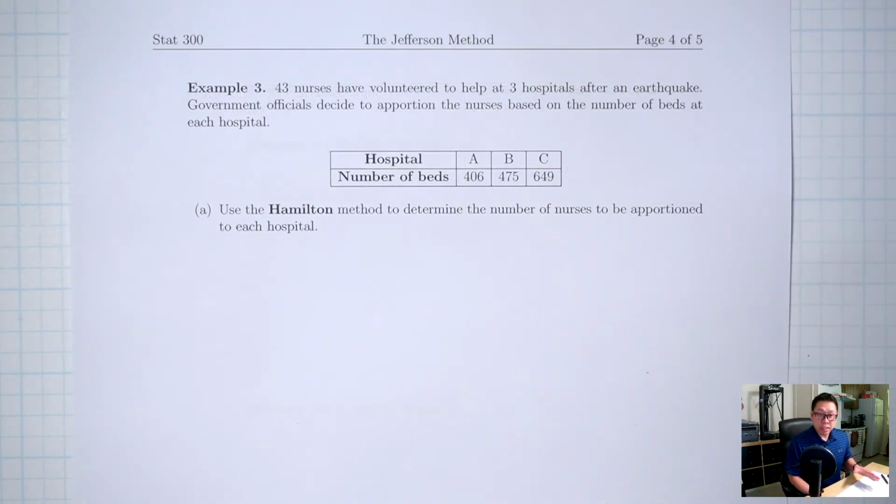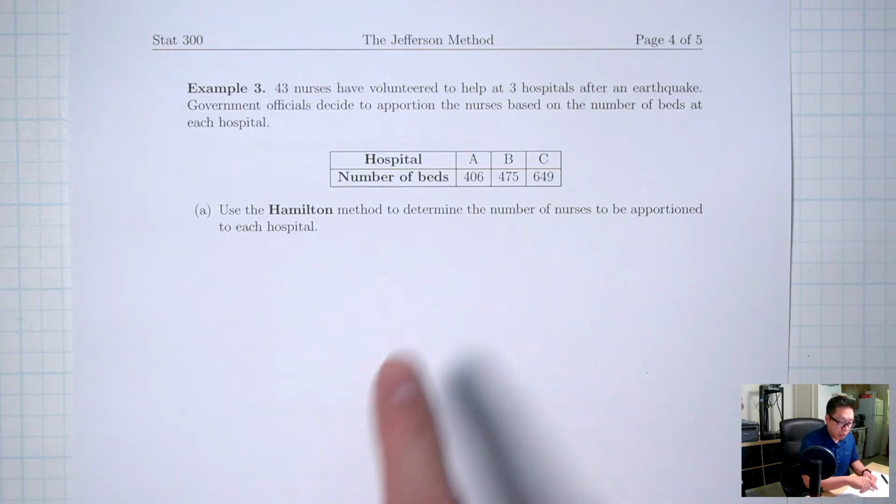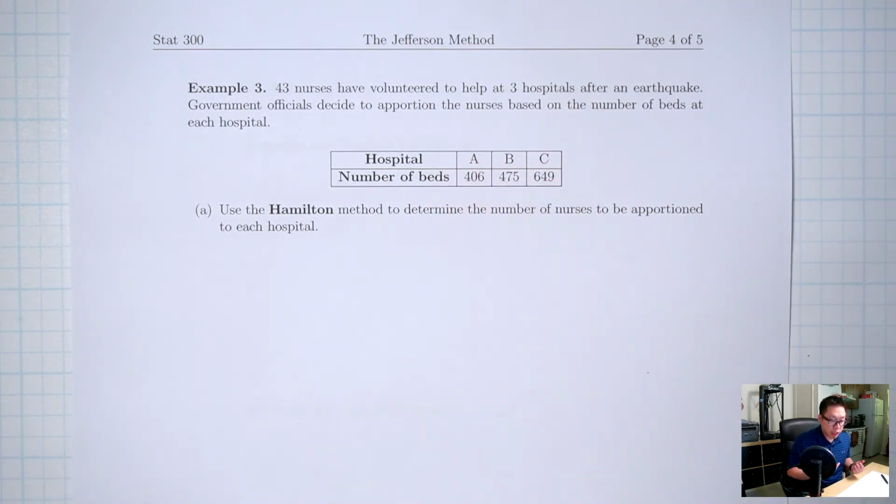All right, for our last example here, what I want to do is answer this question using both the Hamilton method and the Jefferson method, and then compare the 2 answers at the end. So the situation we have is 43 nurses that need to be shared among 3 hospitals, and we want to share them based on the number of beds at each hospital. The first part, I want to do using the Hamilton method.